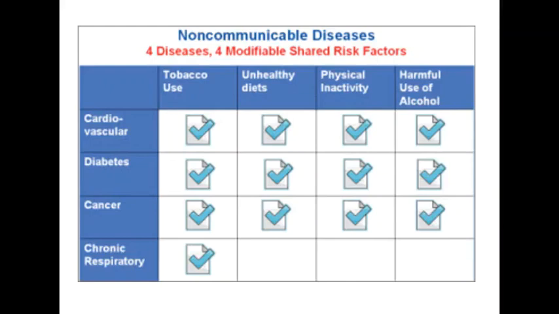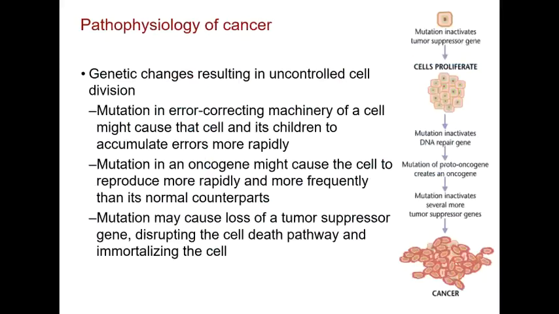And if you look at the general risk factors for cancer, we see that tobacco use, unhealthy diets, physical inactivity, and harmful use of alcohol, all of these can be causes of cancer. Now, how do these cancers develop? So we have been talking about that the cancer cells originate from a particular tissue. Now the question arises, how is it that a normal cell becomes a cancer cell?